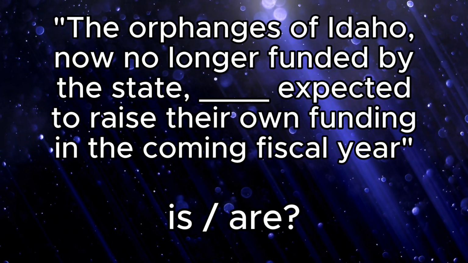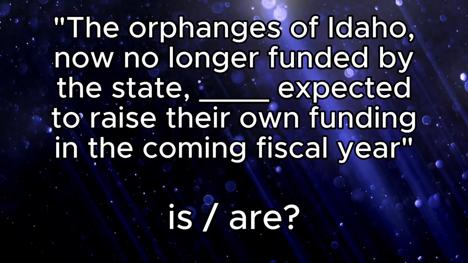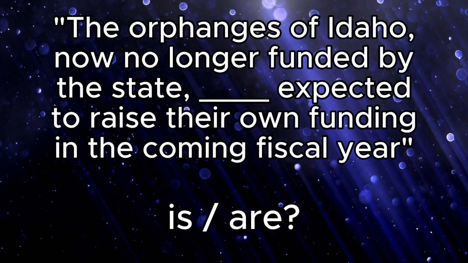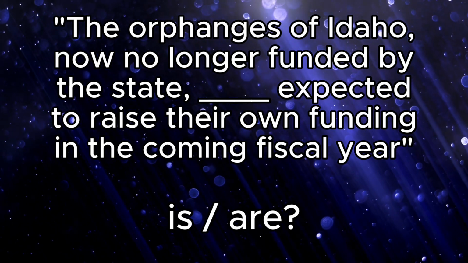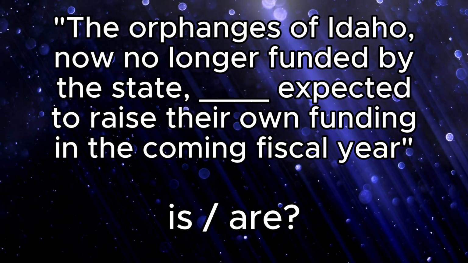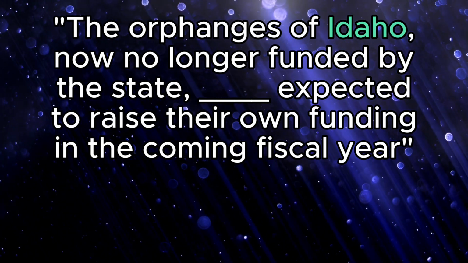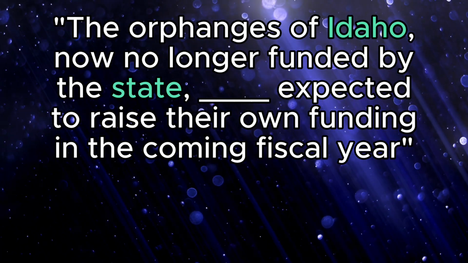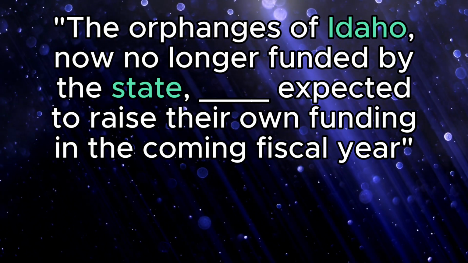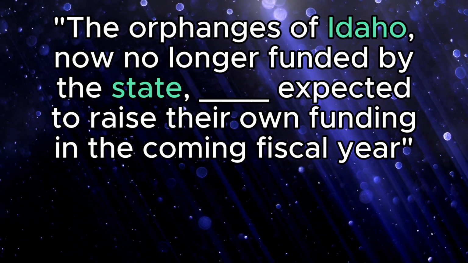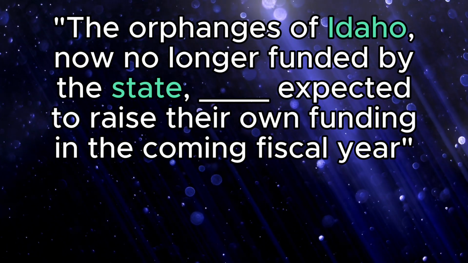In order to solve this question, we must correctly identify the subject. As described at the beginning of this video, we do this by identifying the noun element that can carry the action of the verb. So what exactly is or are expected to raise their own funding? Well, let's find out. Well, first, Idaho is practically an adverb used to describe the location of orphanages. The state refers to Idaho and wouldn't be expected to raise its own funds. In addition, it's described as the entity that's no longer funding the subject which the blank corresponds to.